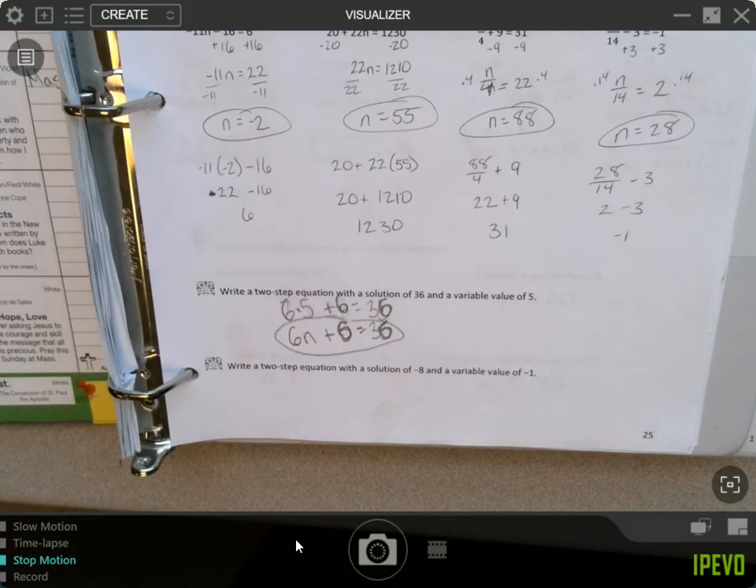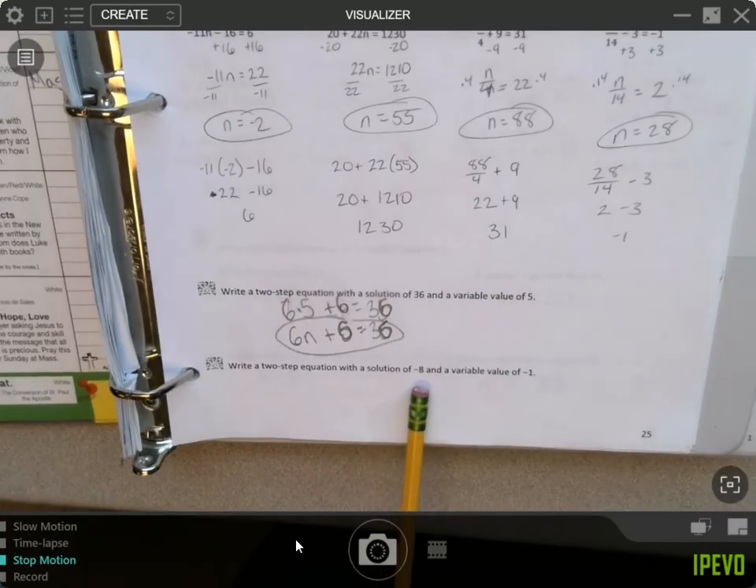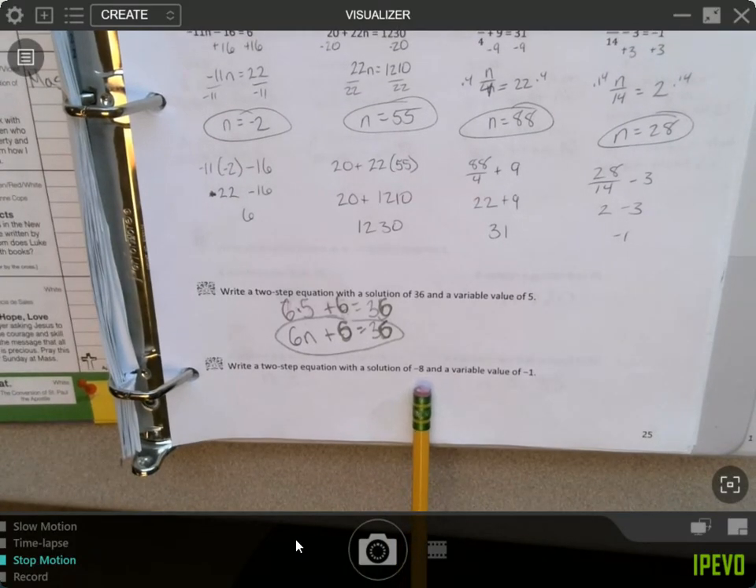This is one that you had to do all on your own. You will have to create these equations on the test. So I'm going through these. I show us one way and you have to do the other way because we're going to have to do these on the test. So make sure you're understanding this. This one says a two-step equation with a solution of -8 and a variable value of -1. Who has one that we can check?